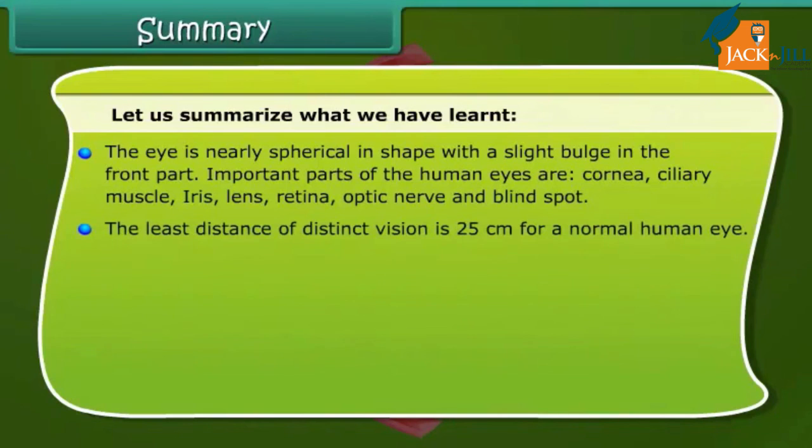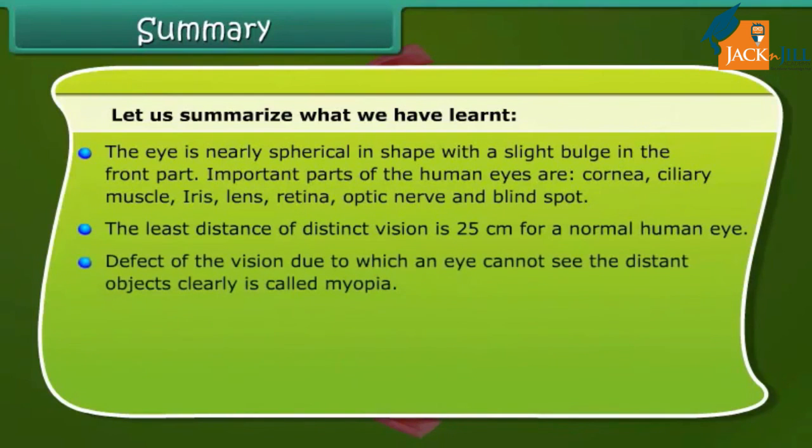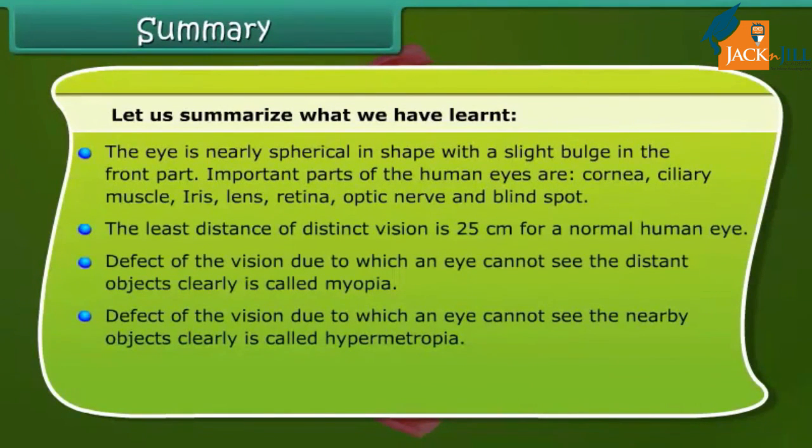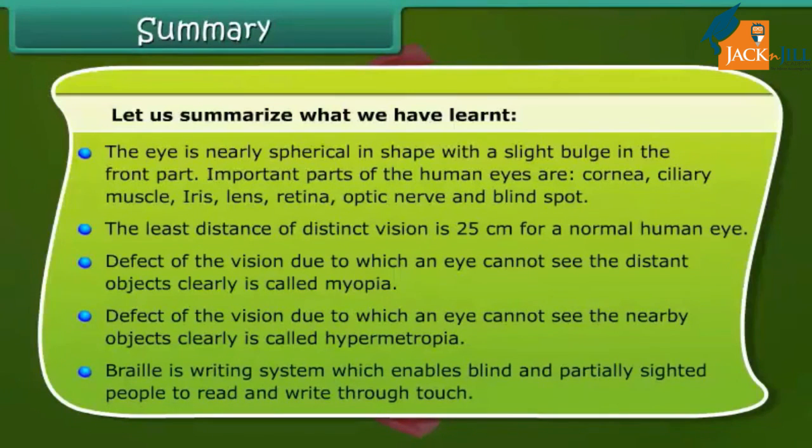The least distance of distinct vision is 25 cm for a normal human eye. A defect of vision due to which an eye cannot see distant objects clearly is called myopia. A defect of vision due to which an eye cannot see nearby objects clearly is called hypermetropia. Braille is a writing system which enables blind and partially sighted people to read and write through touch.